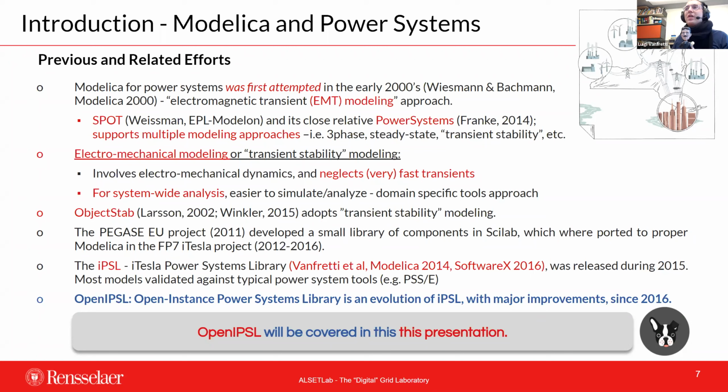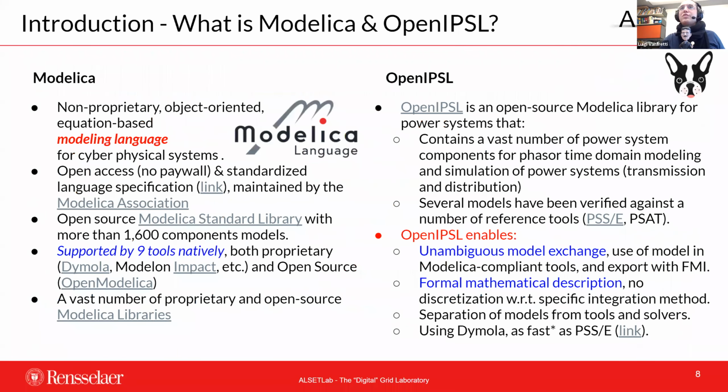The first attempt was a library called ObjectStan by Mats Larsson from ABB Corporate Research. Then Winkler updated that in 2015 and adopted dynamic modeling. Then in the Pegase EU project in 2011, they developed a small library, which I used during my time in Sweden as the basis for the iTesla library, IPSL. After 2016, since there was no more project funding, I went on my own with my students. It was actually the students who would drive the evolution of the next generation of the library, to be built with an open source approach.